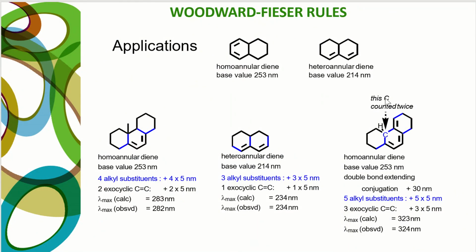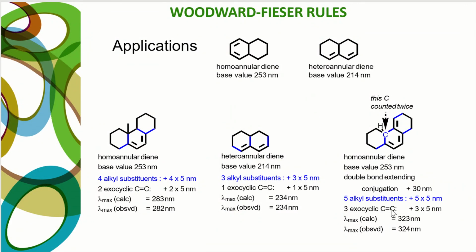As we can see, this carbon is counted twice. It's counted because it's attached to this carbon here, and it's counted again because it's attached to this carbon here, right? So we count all of the alkyls along the chain. Continuing our addition, we have our double bond extending the conjugation, 30 nanometers. We have our 5 alkyl substituents, so that's 5 times 5 nanometers.